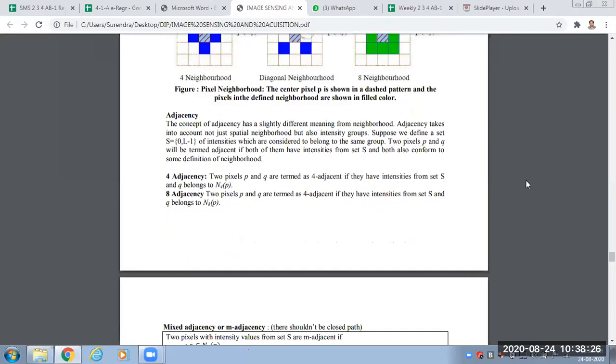Must remember, we are considering four neighborhood, but with two images, image 1 and image 2. In image 1, the pixel is P, and in image 2, the pixel is Q. Next, in 8 adjacency also, what is 8 adjacency? It is the combination of N4 of P and N4 of Q, but in both cases there are two images, not a single image. In image 1, pixel P is the consideration, and in image 2, pixel Q is the consideration.